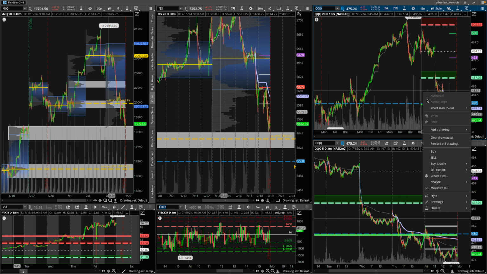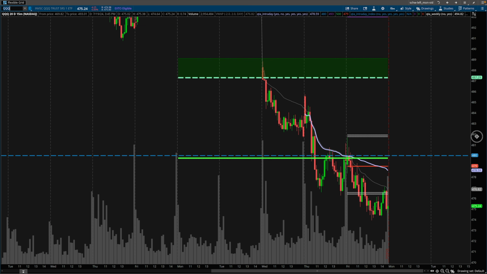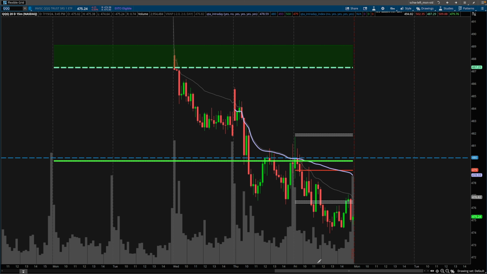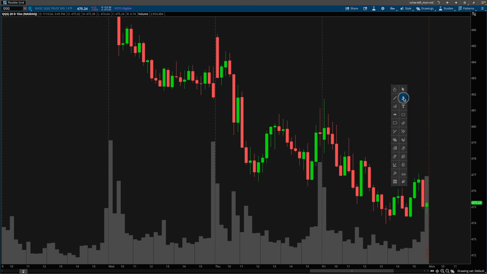QQQ. Let's make this full screen right here. What do we have in the Qs? 480 was addressed multiple times this week. Here we have it. The Qs failed to reclaim 480. Let's turn off everything off of our chart. Look at clean price action. Let's actually just drop the 480 just so we see.